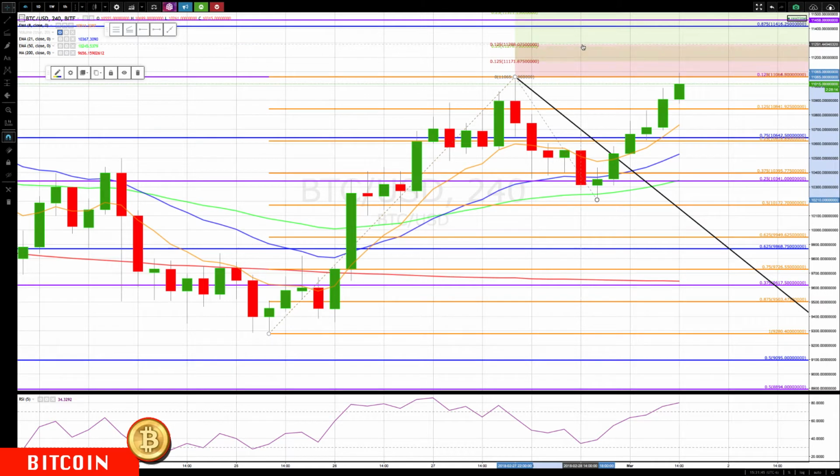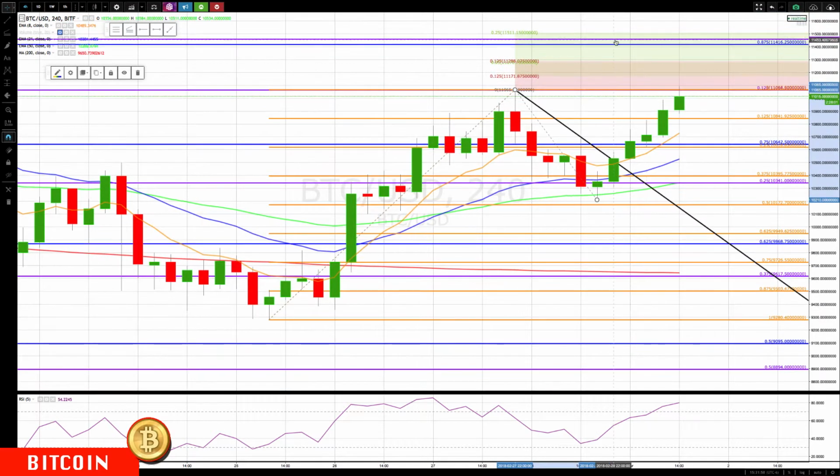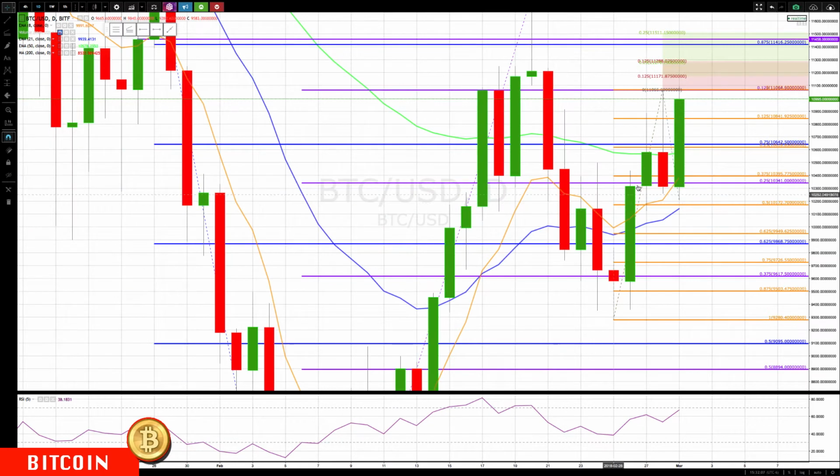Then look at this really nice cluster. We have, what is this, about 11,282. Right in here, there's a cluster. So that's definitely an area to take profits or raise stops. And then we still have the other level from before, 11,511. Let's check out on the daily chart how that's looking.